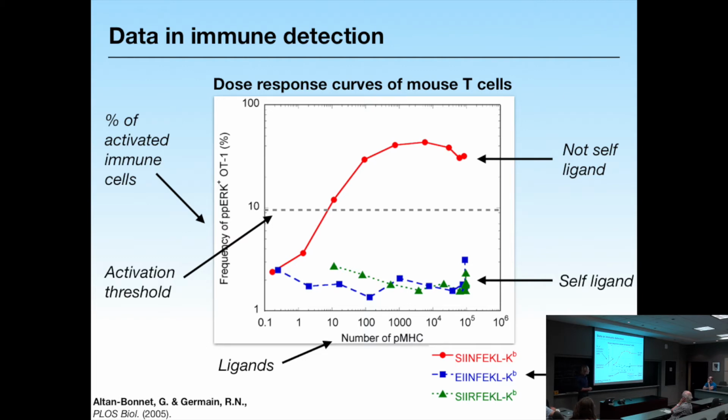And this qualitative difference between a straight line here, then a sudden response, and then a straight line up there above some threshold is what we're interested in.